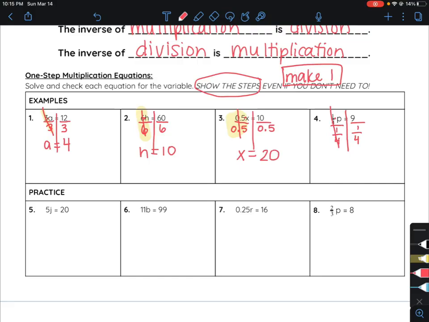Anything divided by itself makes a 1. 1 times p is just p. I'm not going to write the 1. P equals whatever 9 divided by 1/4 is.